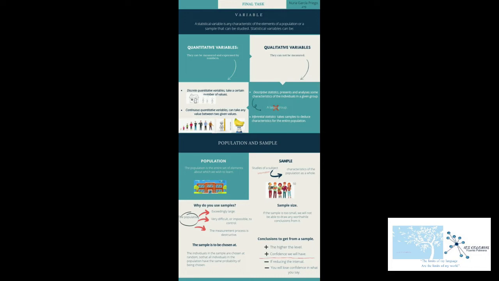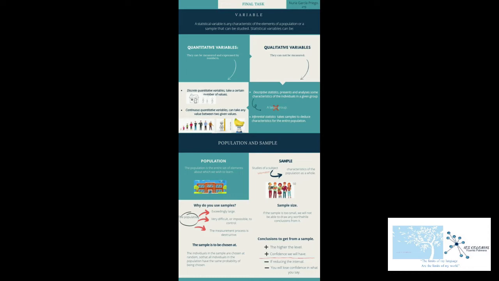Statistical variables can be quantitative variables. They can be measured and expressed by numbers. They can be discrete or continuous. Discrete quantitative variables take a certain number of values. Continuous quantitative variables can take any value between two given values.